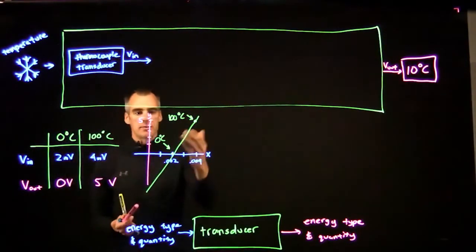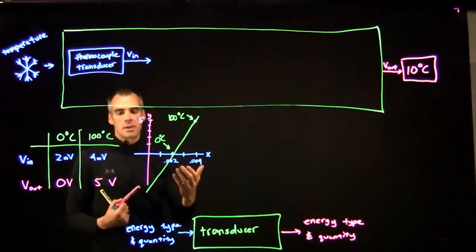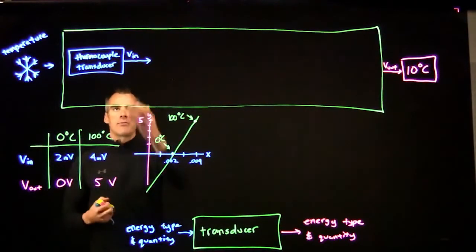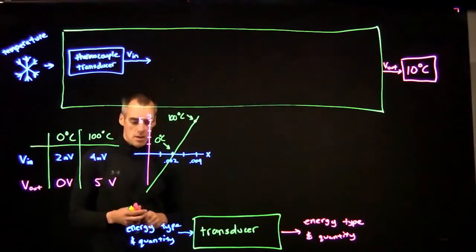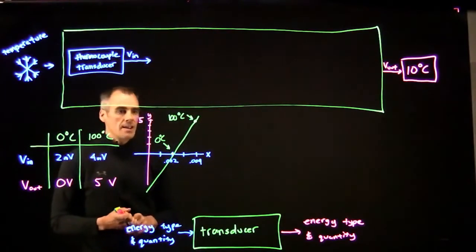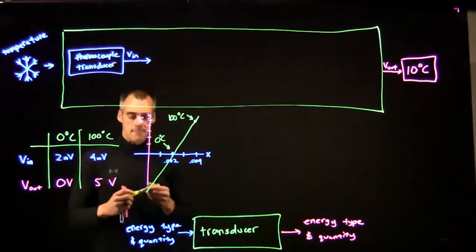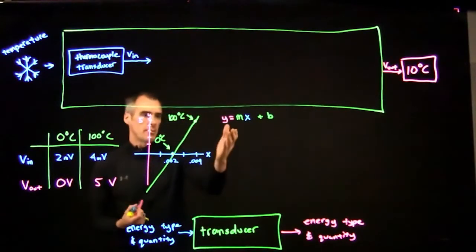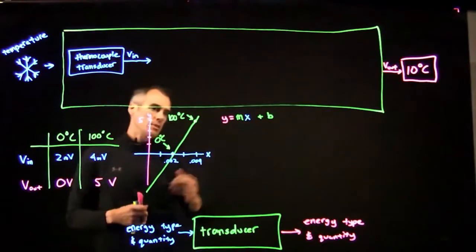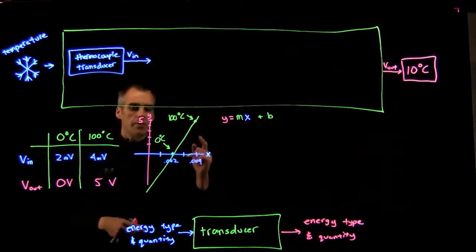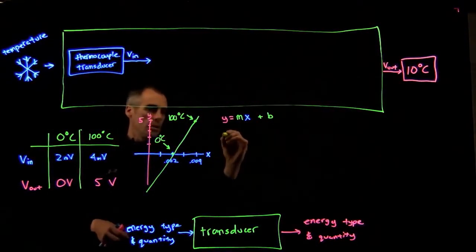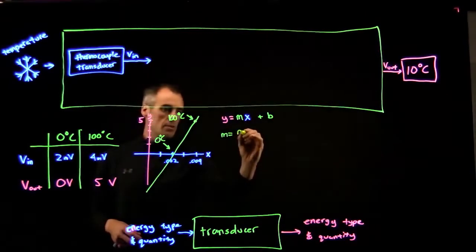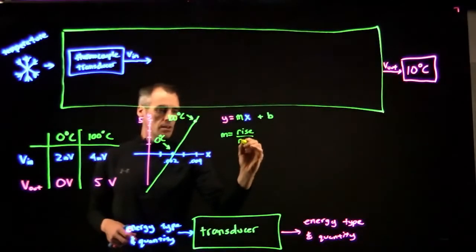The equation for the line that connects these two is essentially going to be how we need to modify our V in to get our V out. In order to find that, it's probably useful to look at the equation for a line, which you're probably familiar with from algebra class, y equals mx plus b. First thing we want to find is m, that slope, which is pretty easy. If you recall, that's just rise over run.